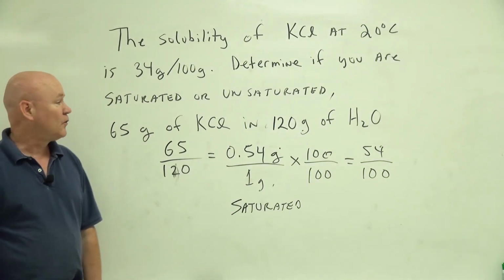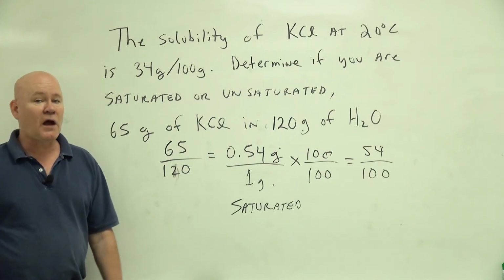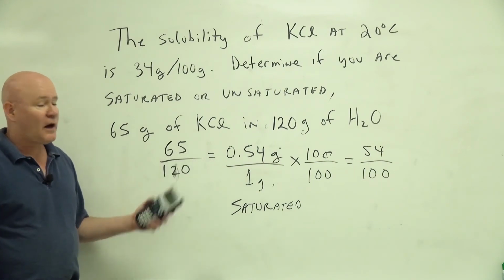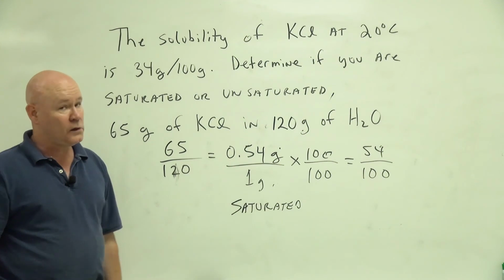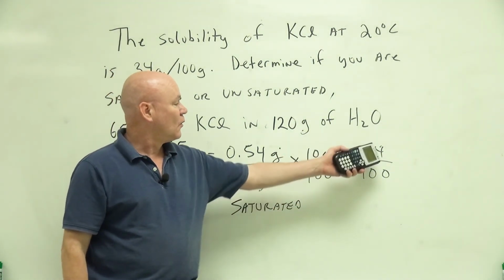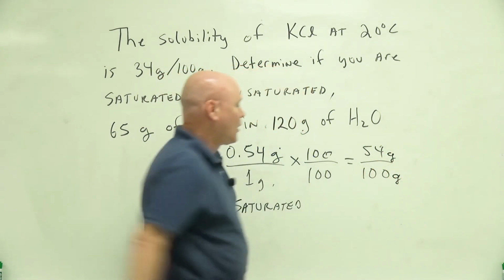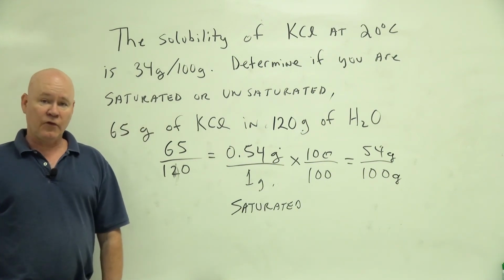So this is how you can determine whether something's saturated or unsaturated. You take however much you're trying to dissolve, you divide it by however many grams of water you have, you're going to get a number, but remember that's per 1 gram, and then you're going to multiply times 100 over 100 to get to grams over grams. So that's 54 grams for every 100 grams of water, and it's greater than 34, so that must be saturated.